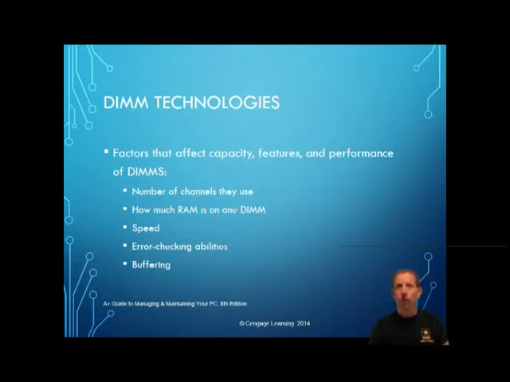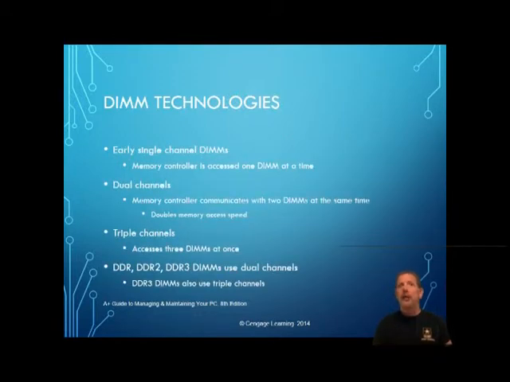When you look at a motherboard, you might notice the DIMM slots are different colors. Now, this color coding is used to identify the channel each slot uses. Channels have to do with how many DIMM slots the memory controller can address at a time. Now, early DIMMs only use a single channel, which means the memory controller can access only one DIMM at a time. To improve overall memory performance, dual channels allow the memory controller to communicate with two DIMMs at the same time, effectively doubling the speed of memory access.